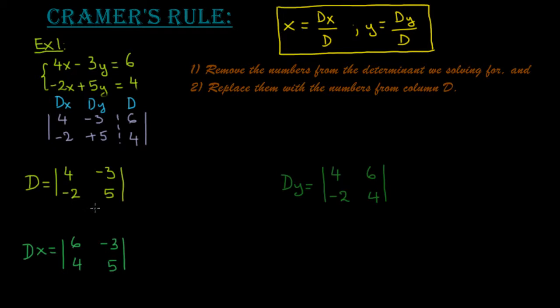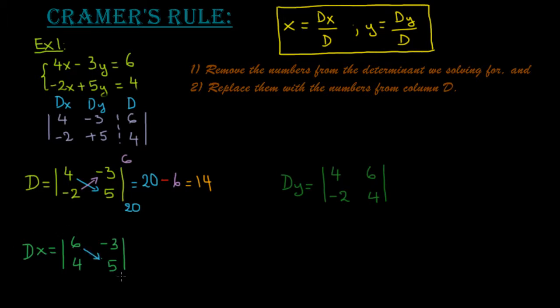So as we practiced for the 2 by 2 determinant before, we multiply across all the way down. So 4 times 5 gives me 20. And we multiply up, negative 2 times negative 3 is positive 6. Then we have bottom subtract top, so 20 minus 6, which gives me 14 as the answer for determinant D.